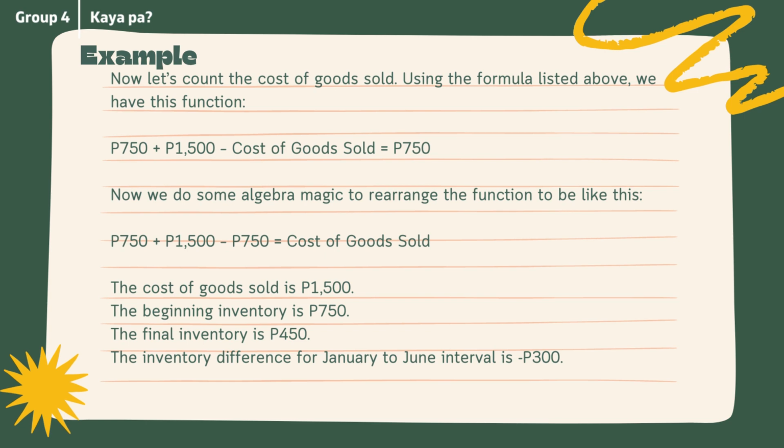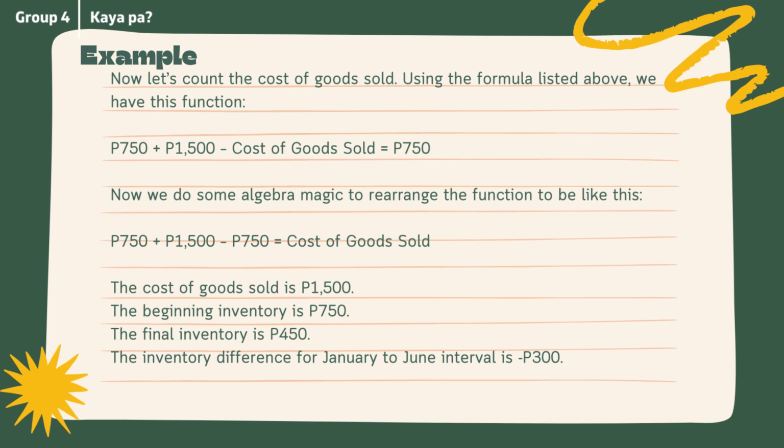Now we do some algebra magic to rearrange the equation to be like this: 750 pesos plus 1,500 minus 450 pesos equals cost of goods sold. Now our cost of goods sold is 1,800.